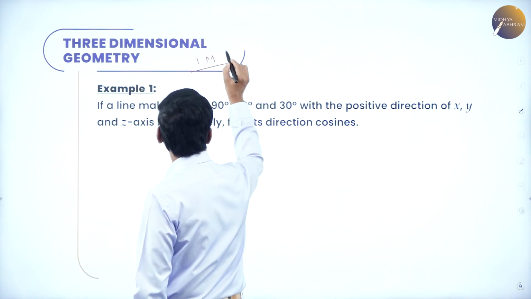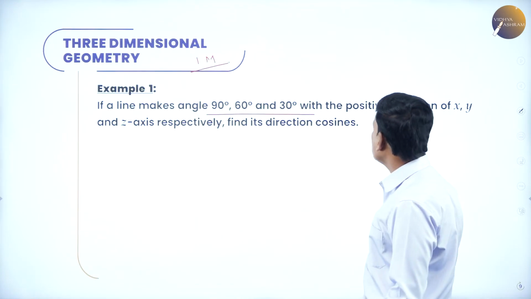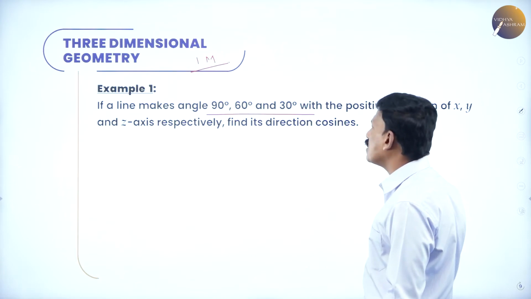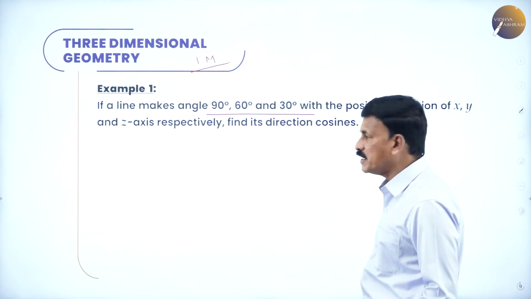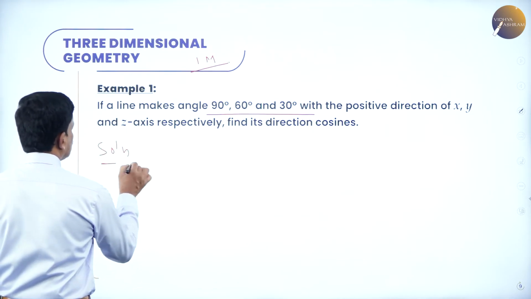Usually, you will get this type of question for 1 mark. If a line makes 90 degrees, 60 degrees and 30 degrees with the positive direction of x, y and z axis respectively, find the direction cosines. Now, what is the problem? Now, let us come to the solution.